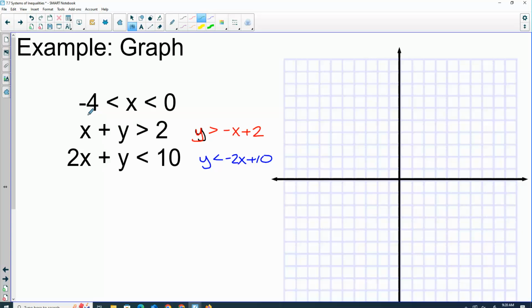How do you graph this first thing? Negative 4 is less than x is less than or equal to 0. X equals a number is what kind of line? Vertical. So it's just saying you have 2 vertical lines at negative 4 and 0. Since there's no equal to, those are both dashed lines. And it says x is between them, so you're just shading in between those 2.